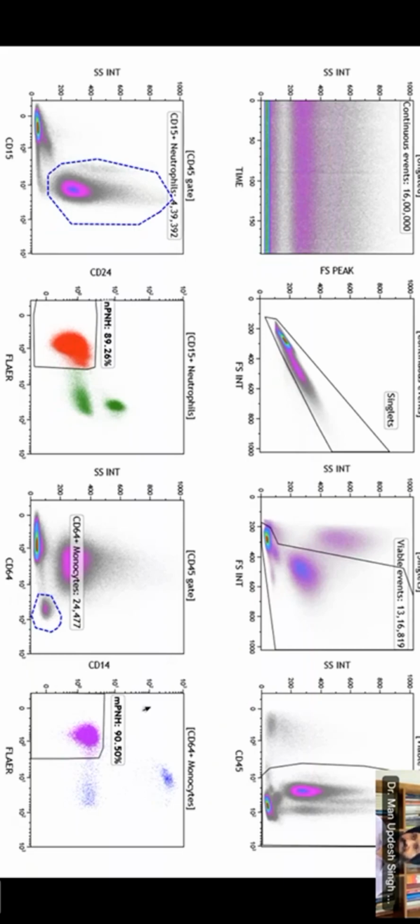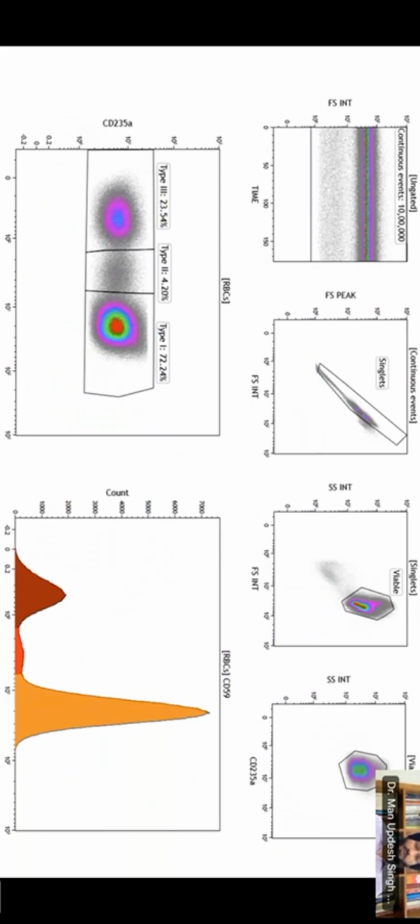So you gate out monocytes and see the expression of CD14, which is GPI linked, with FLAER. In this case, 90% of the monocytes were deficient in both of these, and there are some normals also left which express CD14 and FLAER. So we have a very large PNH clone. But remember, most of the aplastic anemias do not have a large clone.